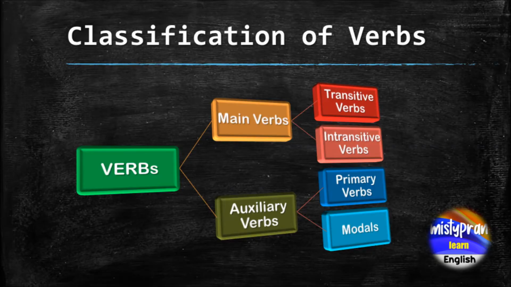Classification of verbs. Verbs can be classified as follows. Main verbs can be divided into two categories, transitive and intransitive, whereas auxiliary verbs can also be divided into two categories. They are primary verbs and modal verbs. Transitive verbs take objects, whereas intransitive verbs do not take an object.